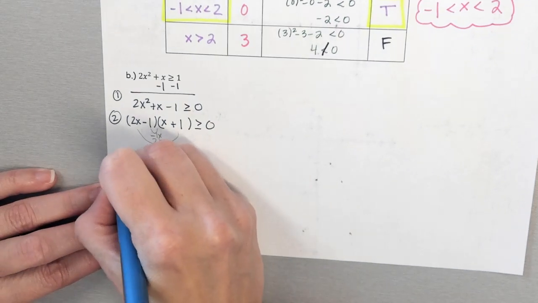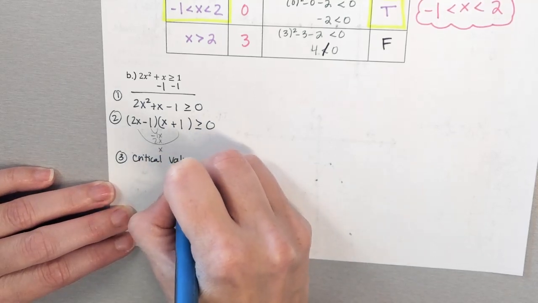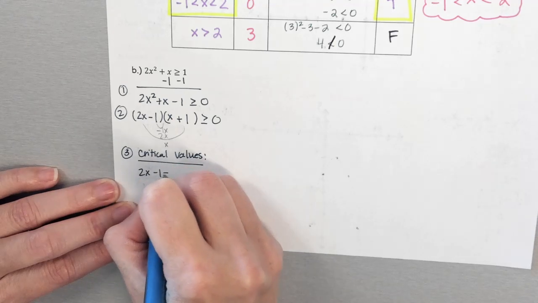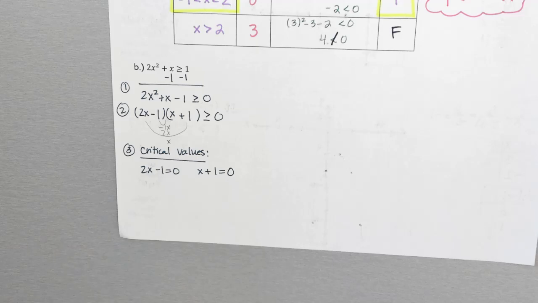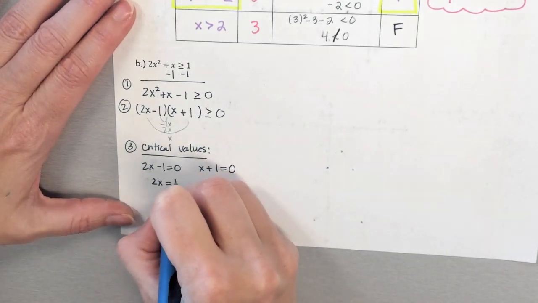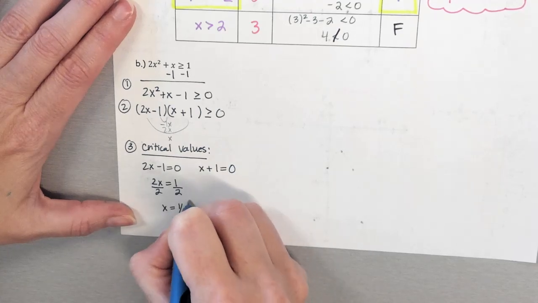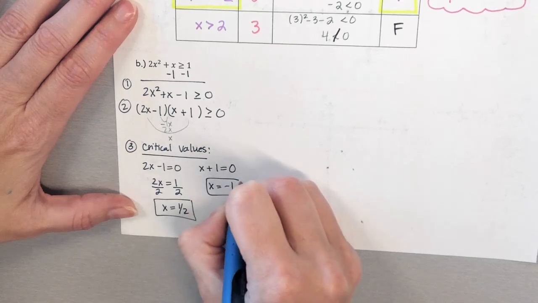And then for your critical values, we just need to set each one of these equal to 0 and solve. So your critical values are always what would you plug in to make this 0. So if you added 1 to both sides and then divided by 2, you'd have x is 1/2. That's one of your critical values. The other critical value is negative 1.